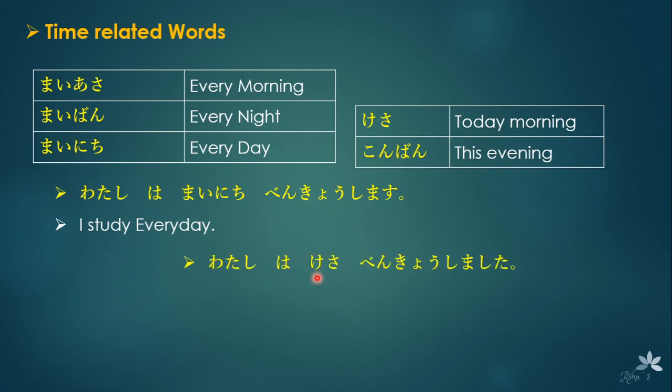Watashi wa kesa benkyou shimashita. Kesa means this morning, and when we talk about this morning, it's already past. So we always use the past tense with the word kesa. Remember friends, use the past tense of the verb with the word kesa. Watashi wa kesa benkyou shimashita. This means I studied this morning.